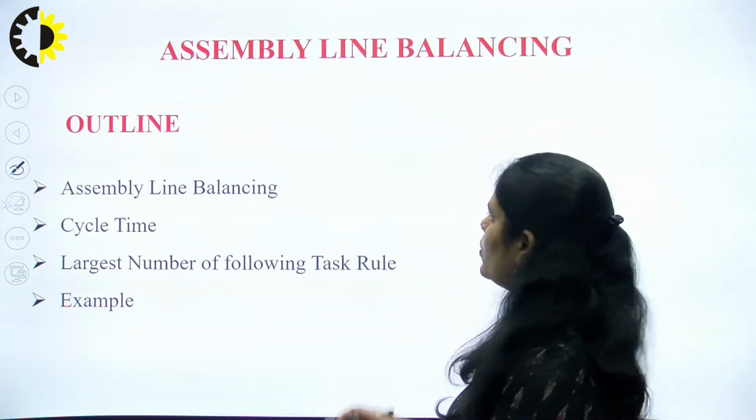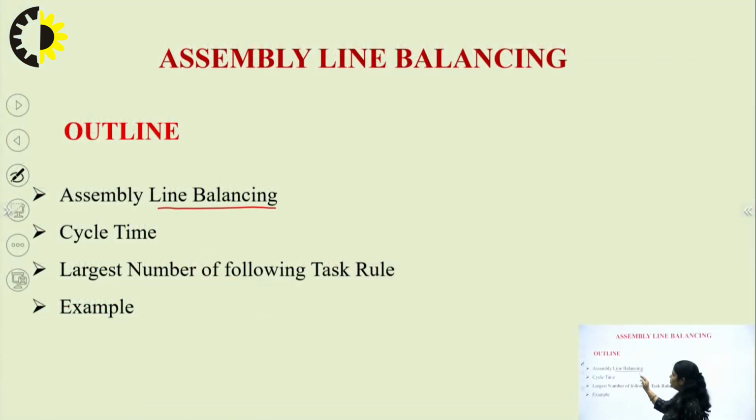So this will be the outline of this lecture. First we will discuss what assembly line balancing is and what the requirement for it is. Then we will discuss how we can calculate the cycle time. After that we are going to discuss the largest number of following tasks rule and how it will be useful in assigning the tasks to different workstations. What will be the conditions or the parameters that we have to follow? Then we will take one example to understand this particular rule, the largest number of following tasks, in detail.